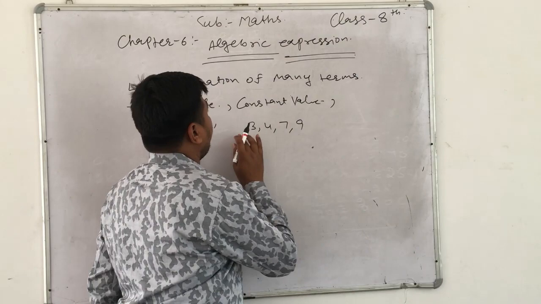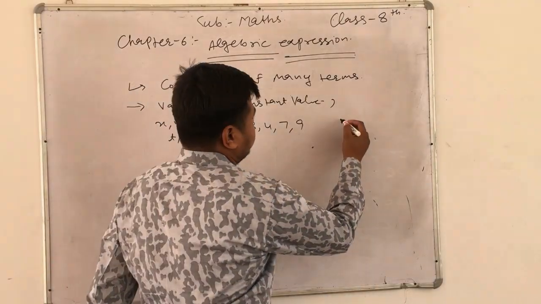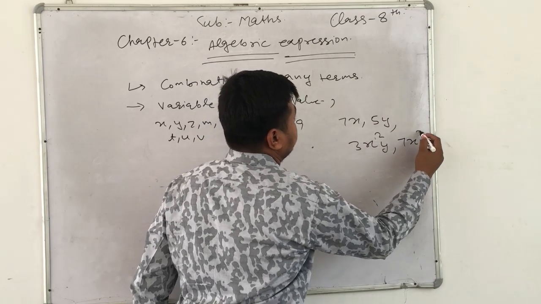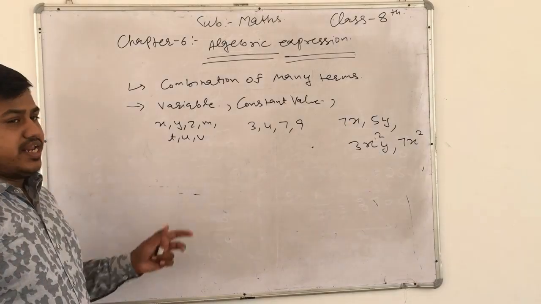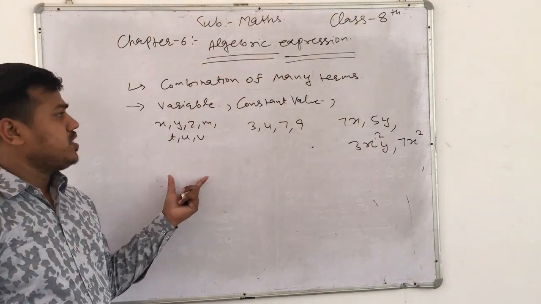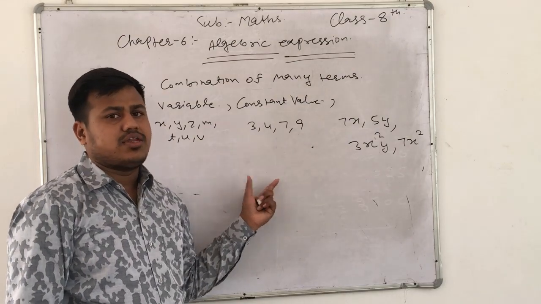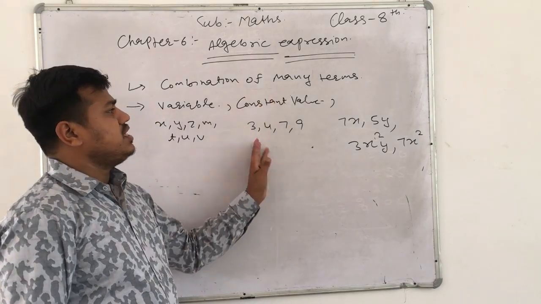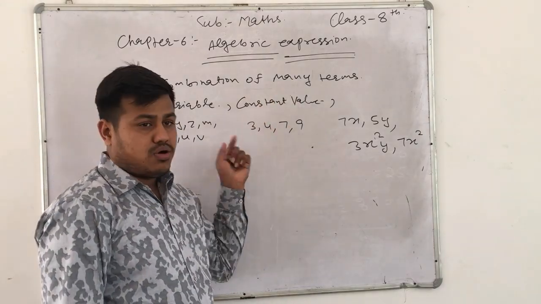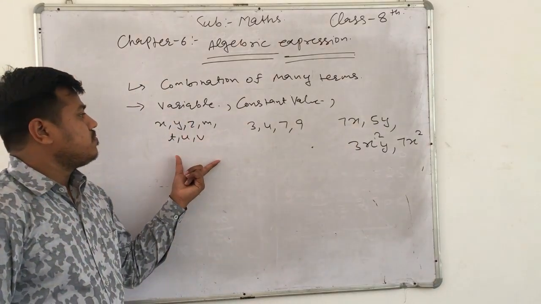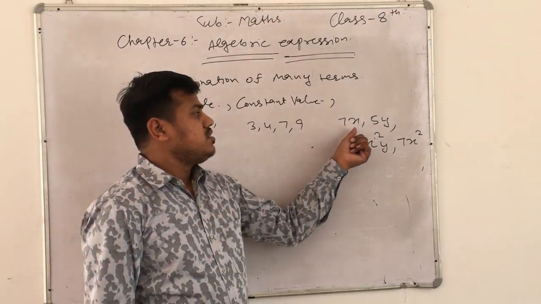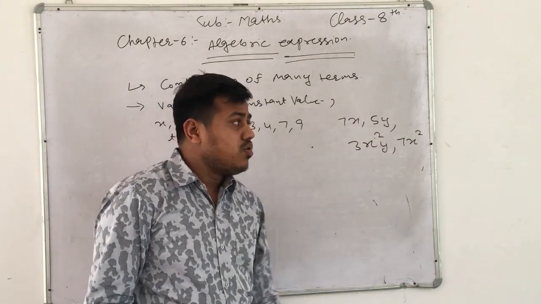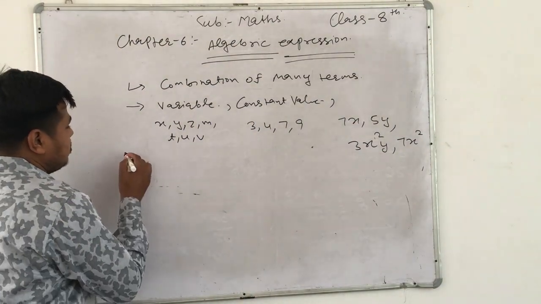And the multiplication of both variable and constant, like 7x, 5y, 3x square y, 7x square. So these are terms. Variables are normally x, y, z, u, v, w, t. Constant values are 3, 4, 7, 9, all real numbers: fraction form, integer, natural number, whole number, completely. These are also terms. And the multiplication of both means in which a variable is also present and a constant value is also present. The combination of these. Let's take an example.